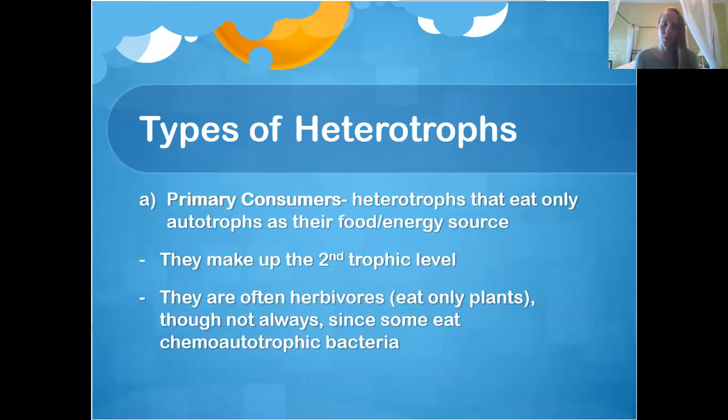The first is the primary consumers. So primary consumers are the heterotrophs that eat autotrophs in order to gain energy. They always make up the second trophic level, the first trophic level being the producers or the autotrophs. They're usually herbivores, though not always. Some of them can survive on chemoautotrophic bacteria, which would make them either an omnivore or a carnivore.